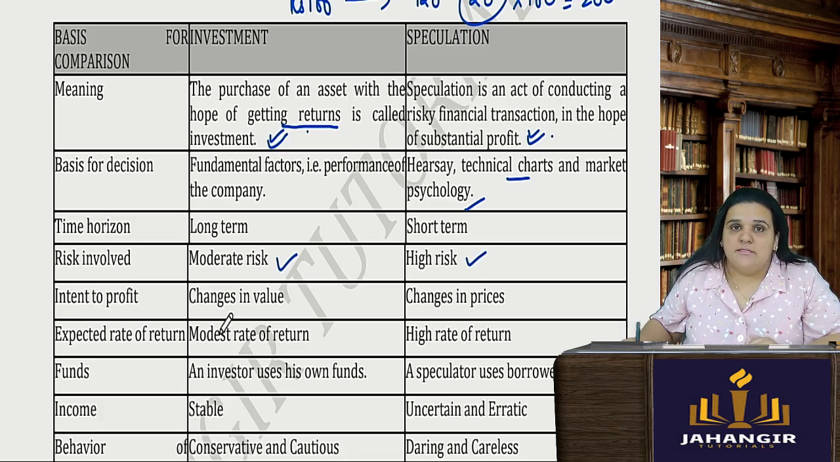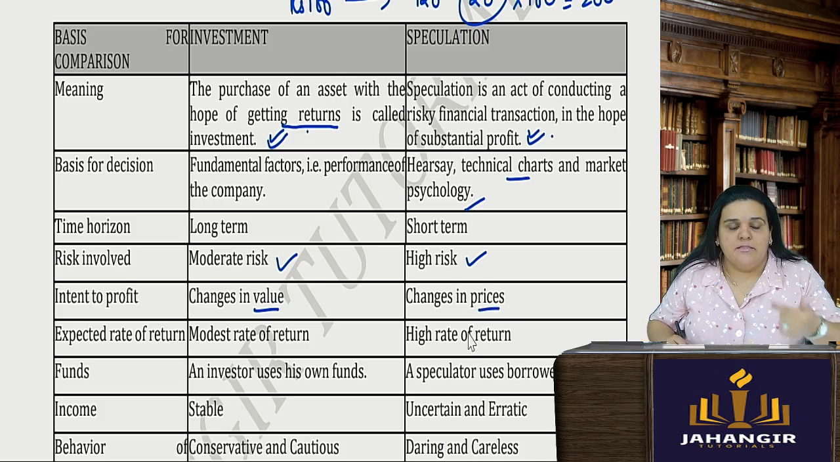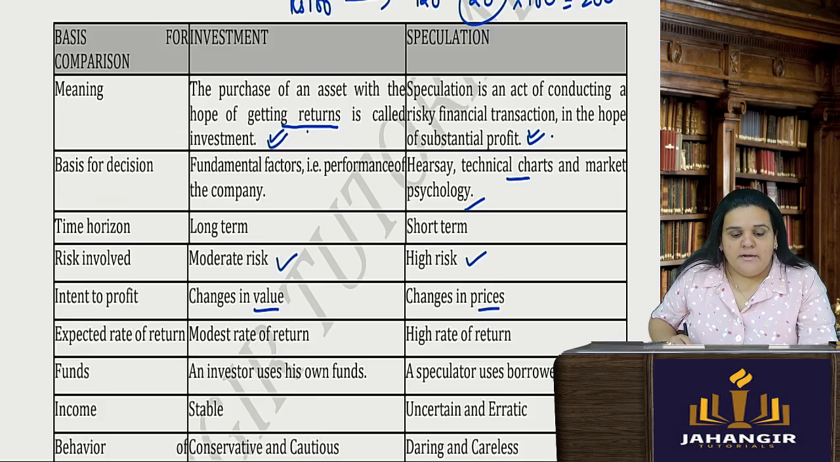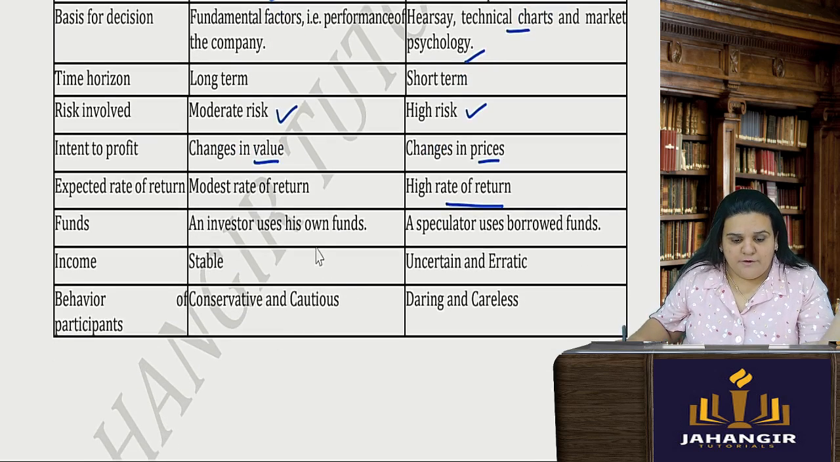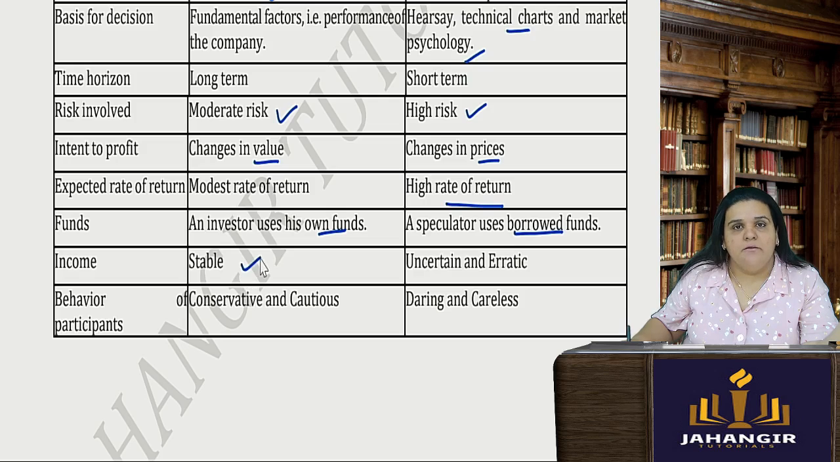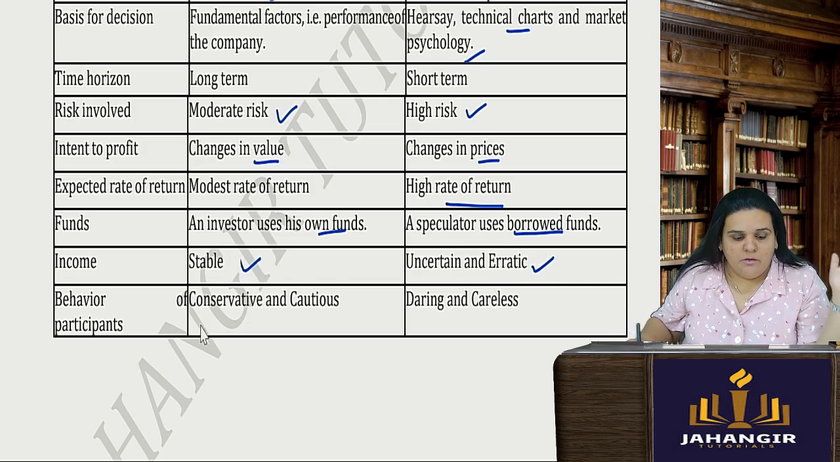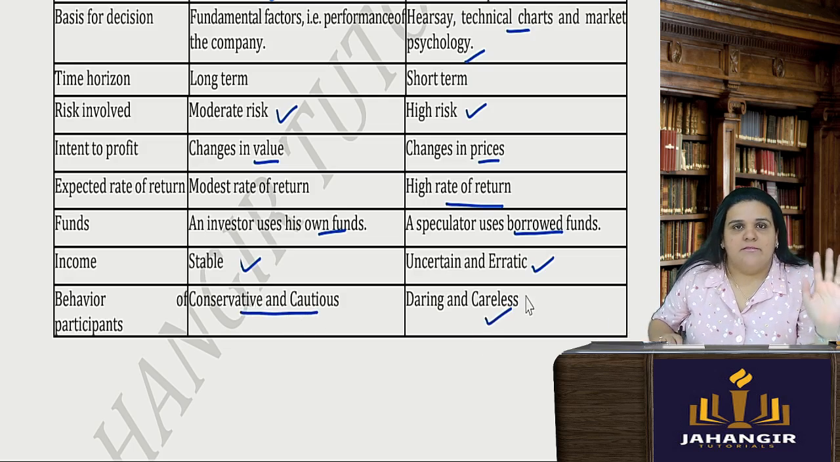Then you have high risk in speculation. Intent to profit: changes in the value. Here there are changes in the price, you are more interested in the value change. Expected rate of return will be moderate here, here it will obviously be a high rate of return. Funds: the investor uses his own funds. Here borrowed funds are used for speculation purpose. Income is stable. This is something which is uncertain. You really don't know whether it is going to be an income or not. And behavior of the participants: it is conservative, they are cautious, they are disciplined, and here they are careless.